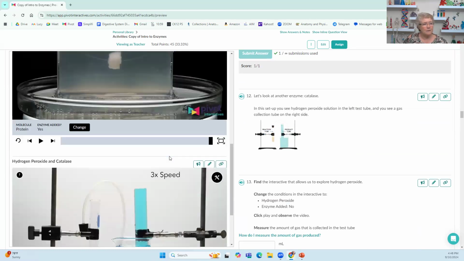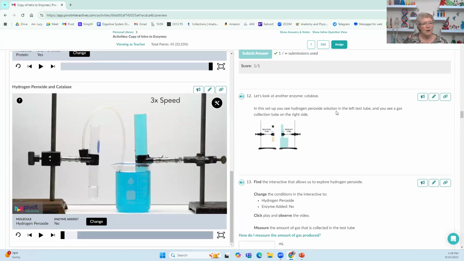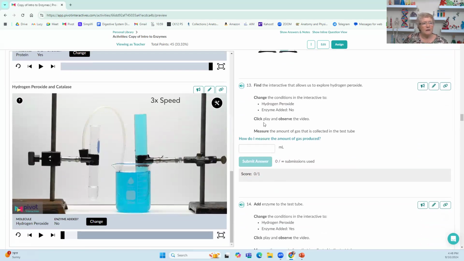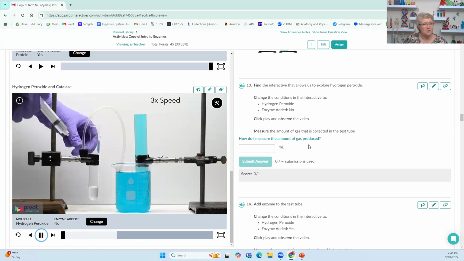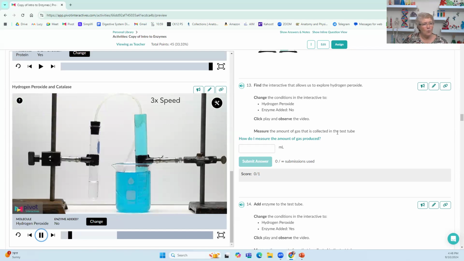In this setup, right here, you see hydrogen peroxide solution in the left test tube. That's right here, the left test tube. And you see a gas collection tube on the right here. So it says, this is our peroxide reaction tube, and this is our collection tube right here. Find the interactive that allows us to explore hydrogen peroxide right here. We want to make these conditions no enzyme added, and play. We're going to observe the video. So what we are looking for is a reaction in the reaction tube over here.